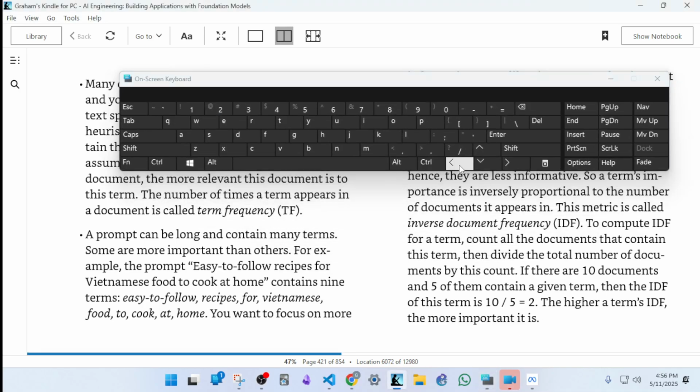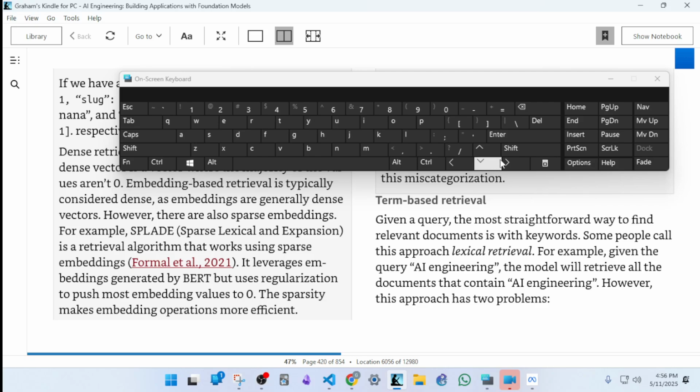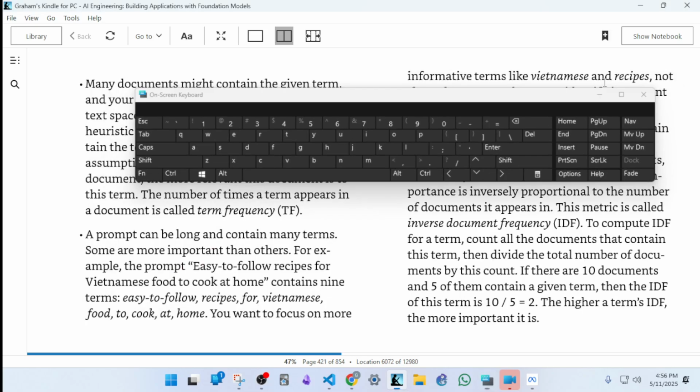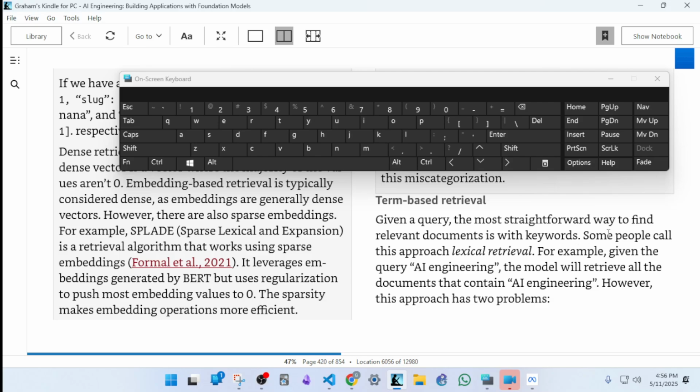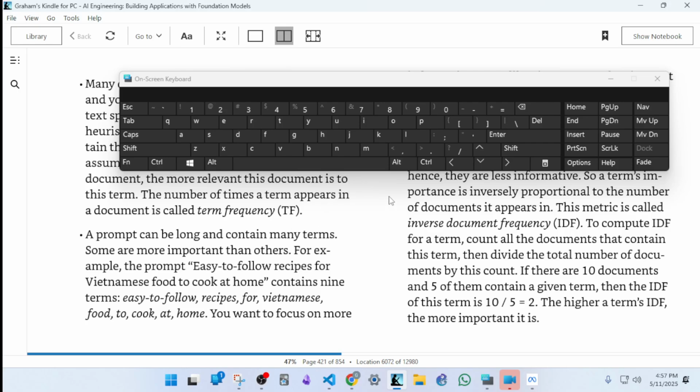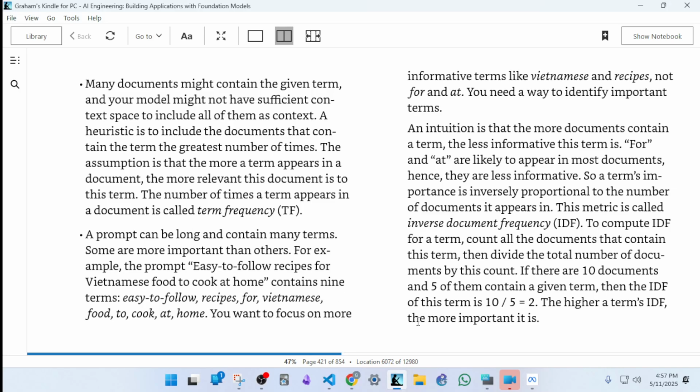All right, I'm not sure how that's a problem. So the second problem of lexical retrieval, which is the most straightforward way to find relevant documents, known as using keywords to find relevant documents, is that a prompt can be long and contain many terms. Some are more important than others.